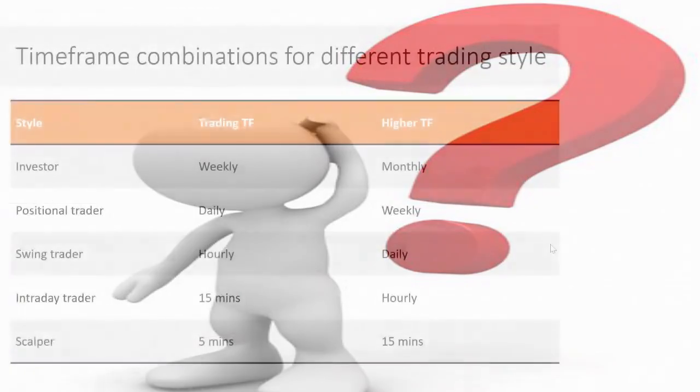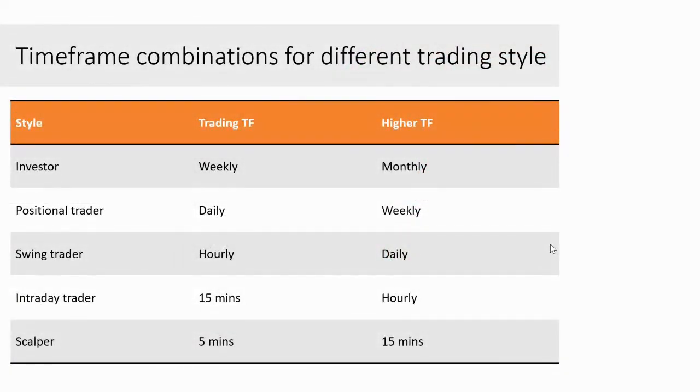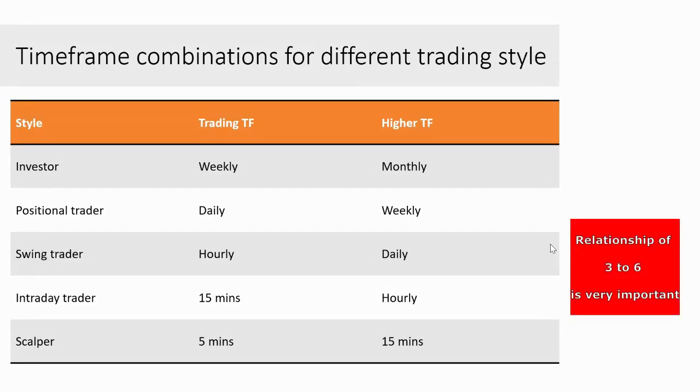So now many of you must be thinking that this is fine, but how do I know which time frame combination should I use? Right? This is a common question and this is a very valid question. So the rule here is one should use time frame combinations which are in a relation of 3 to 6. Let me give you an example. Let's say you are using monthly and weekly. So 1 month has 4 weeks. So the relation is 1 is to 4. Similarly, if you are using daily and hourly, a day has 6 hours. So it is a relation of 1 is to 6.